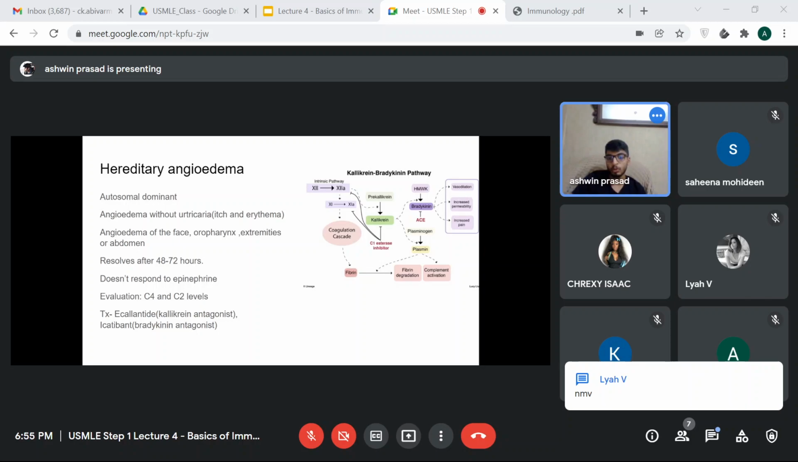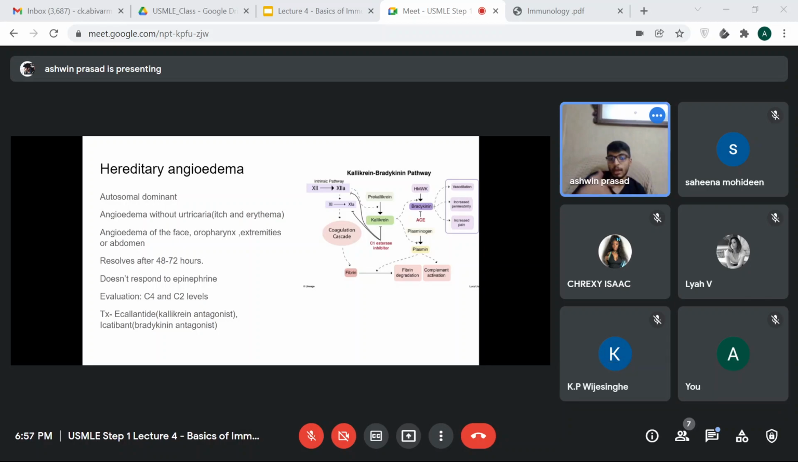In this case, the drugs that help are antagonistic drugs, that is, drugs that have an opposite effect on the same receptor. Suppose there's a bradykinin receptor, you have a drug that has an opposite effect when it binds to the receptors of bradykinin. These are man-made synthesized drugs like icatibant and ecallantide, which help prevent the effects of bradykinin. So they'll help us fight hereditary angioedema.